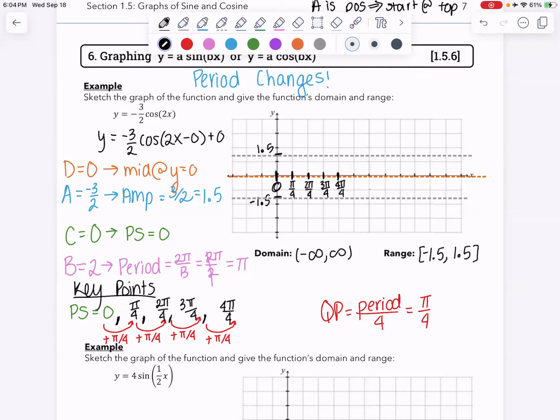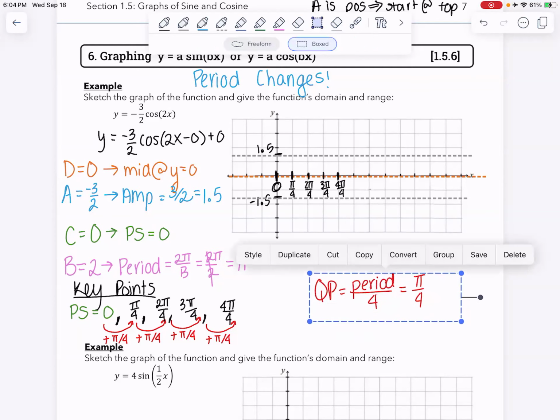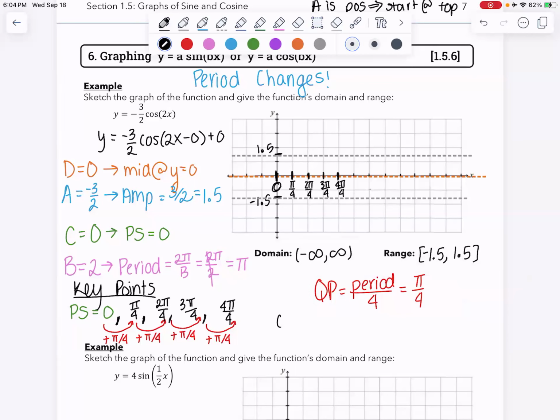All right. And then it's just ask ourselves the questions about cosine and sine. So we are looking at cosine here. So that means start at top or bottom.